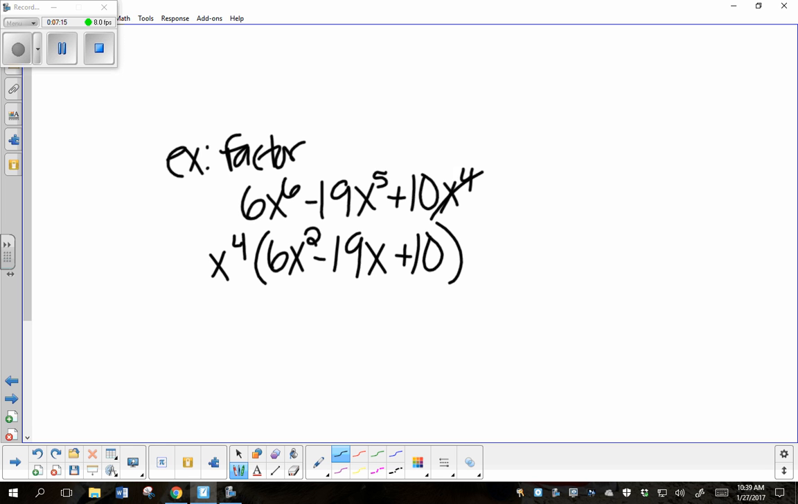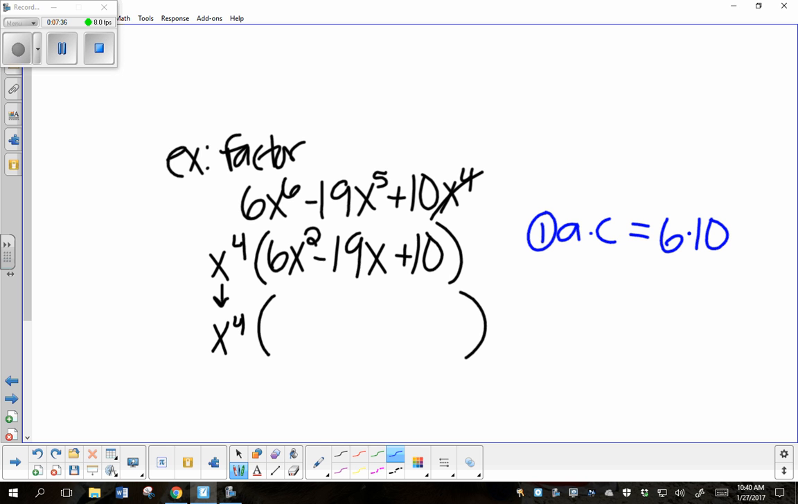So now we can do the AC method. The main thing you want to make sure is don't forget this x to the 4th that we pulled out. So I'm going to leave myself some room to rewrite that polynomial. Remember, our first step of the AC method is we need to find two numbers that multiply to whatever a times c is. So a times c is 6 times 10, and that is 60. So I'm looking for two numbers that multiply to positive 60 and add to negative 19.